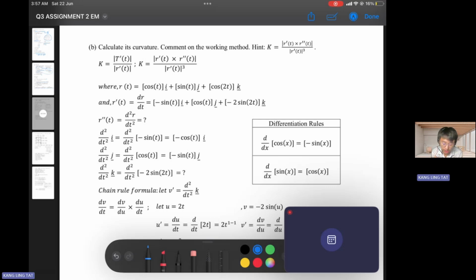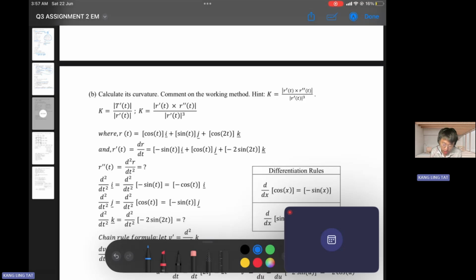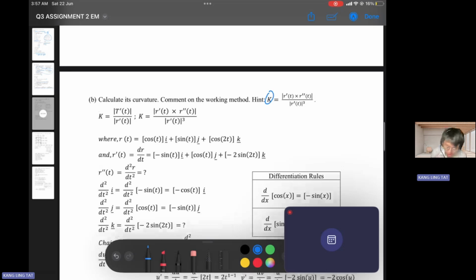All right, now we are going to look into question 3B. It says calculate the curvature, comment on the working method, and with a hint. This K is actually a Roman letter. It can also be pronounced as kappa, the curvature kappa. So it can be said in a more simplified form: the magnitude of the first derivative of the unit tangent vector over the magnitude of the first derivative of the vector function will be the answer for kappa, or the curvature K.